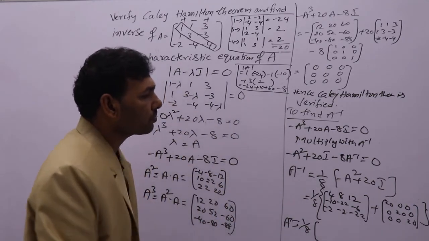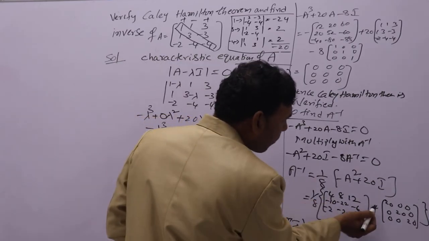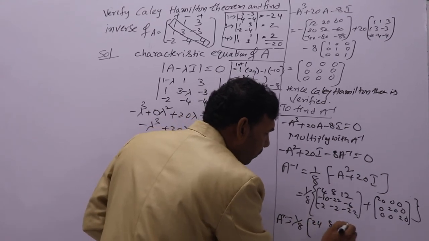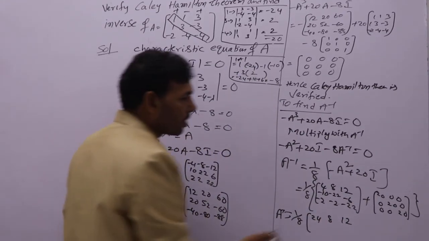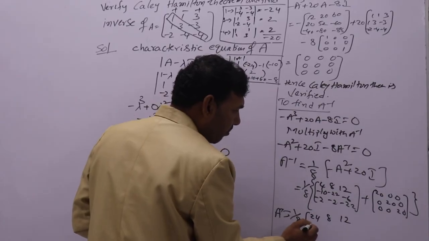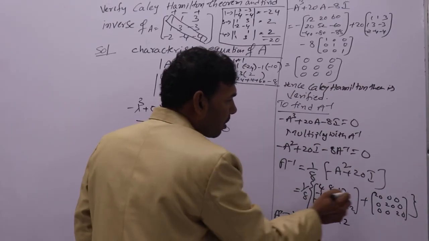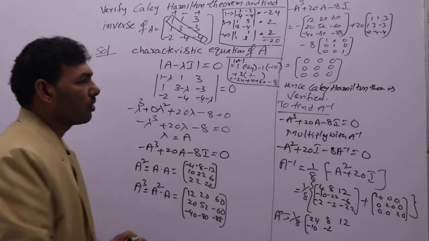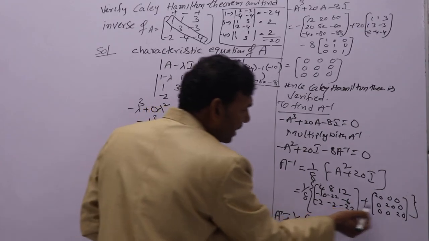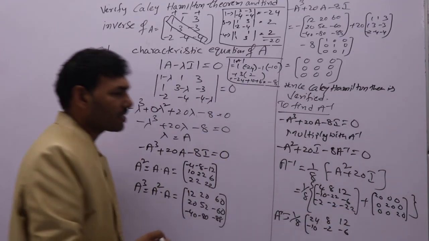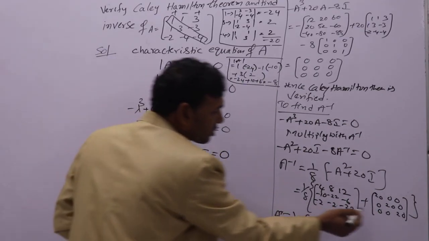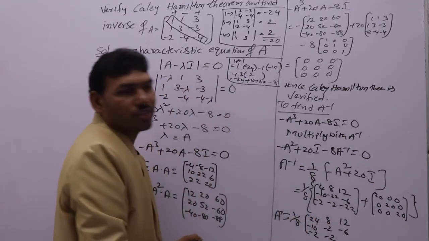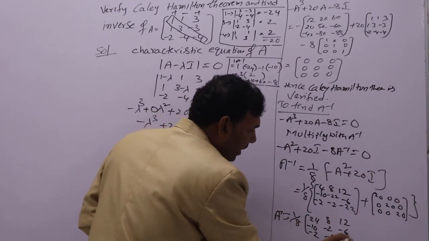So if you simplify this, you will get A inverse very easily. Here we can easily simplify. 4 plus 20, 24. 8 plus 0, 8. 12 plus 0, 12. Next, minus 10 plus 0, minus 10. Minus 22 plus 20, minus 2. Next, minus 6 plus 0, minus 6. Next, minus 2 plus 0, minus 2. Minus 2 plus 0, minus 2. Minus 22 plus 20, minus 2.